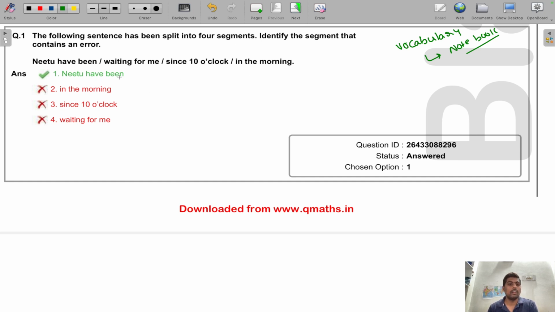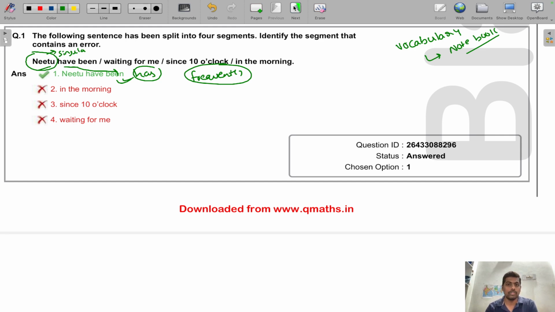The first question is about error spotting, guys. They have given: Neetu have been waiting for me since 10 o'clock in the morning. If you closely observe here, Neetu is actually singular. According to the rule, a singular noun always needs to be followed by a singular verb only. So 'have' is a plural form of the verb, it should be 'has' only. So this is the error, guys. This is a very frequently used error, so you can make a note of this one. Singular nouns always follow a singular verb and plural nouns always follow a plural verb.